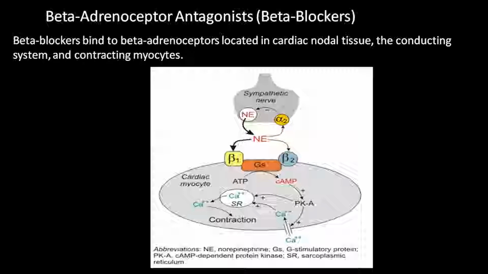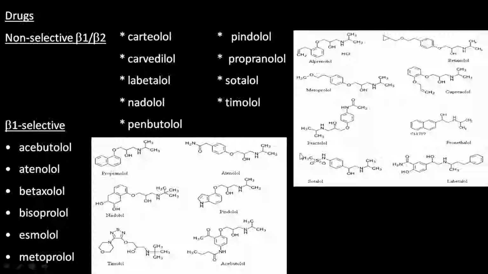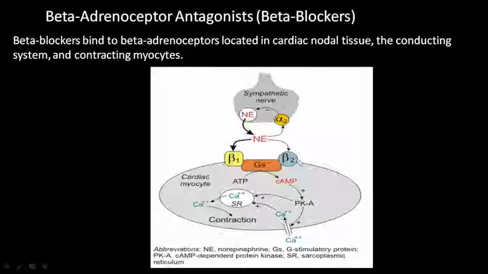So look at these beta adrenergic antagonists. There are two, beta 1 and beta 2. There are non-selective drugs, called beta blockers, which may bind to both beta 1 and beta 2, or there are selective ones. The non-selective ones are carteolol, pindolol, carvedilol, propranolol, and there are beta 1 selective ones also: acebutolol, atenolol, betaxolol, and so on.